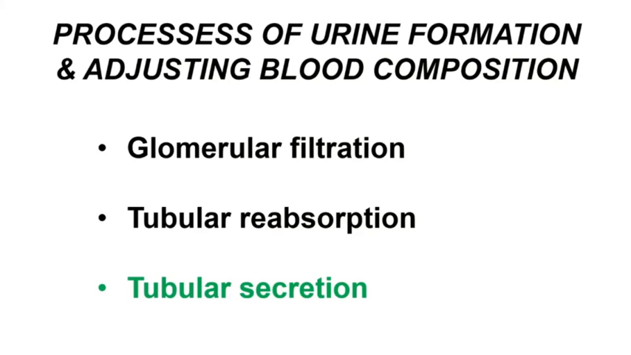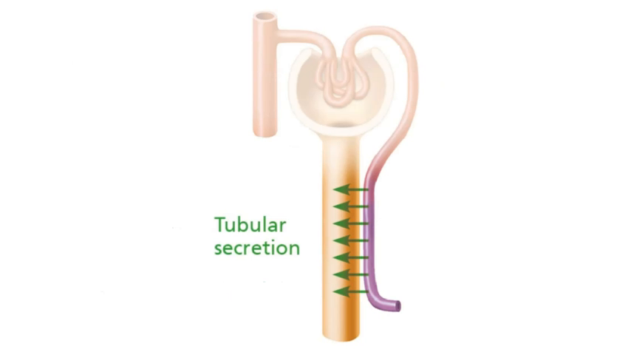We are wrapping up our look at the processes that form urine and adjust blood composition. In previous lectures, we saw how glomerular filtration formed the filtrate and how reabsorption of selected substances occurred at the renal tubules. Here we will conclude this segment by describing how tubular secretion works.